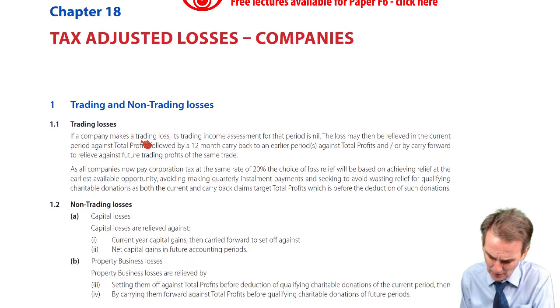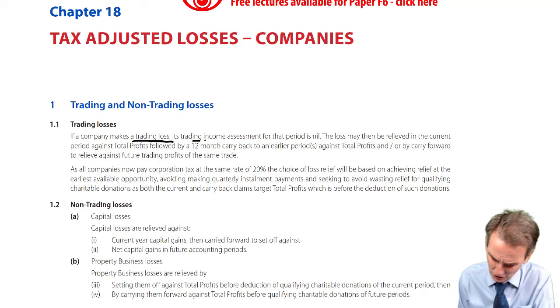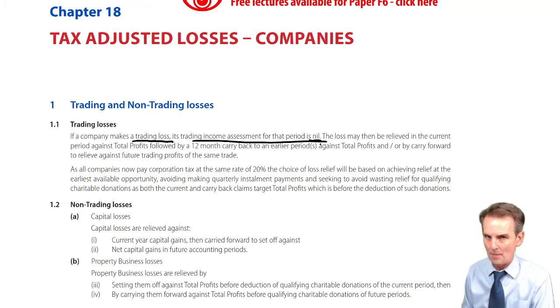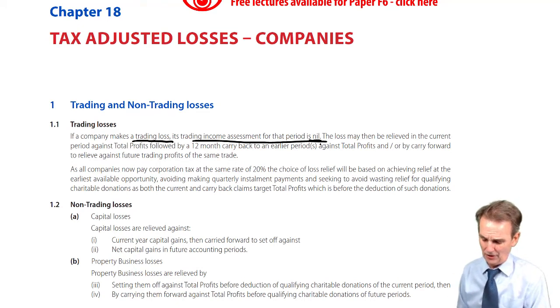The company makes a trading loss. Let's get the pen working. Its trading income assessment for that period is nil. Again, remember, we don't put bracketed figures, we don't put negatives onto the computation. Wherever there are losses, whether it's trading or any other source, it is a nil assessment.